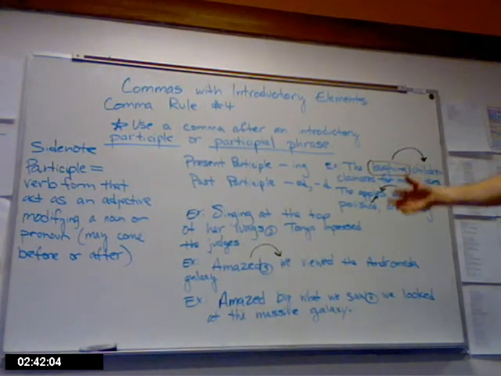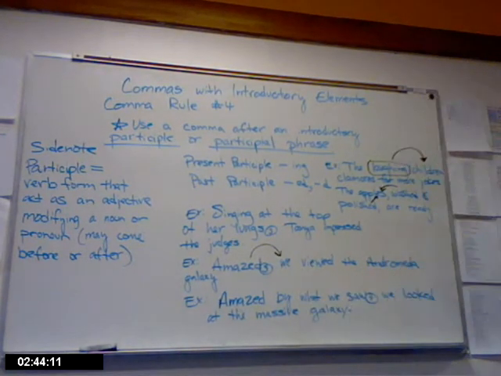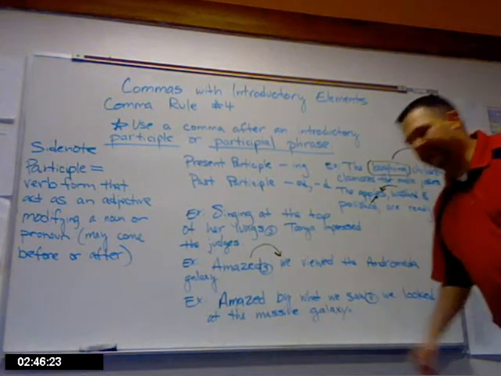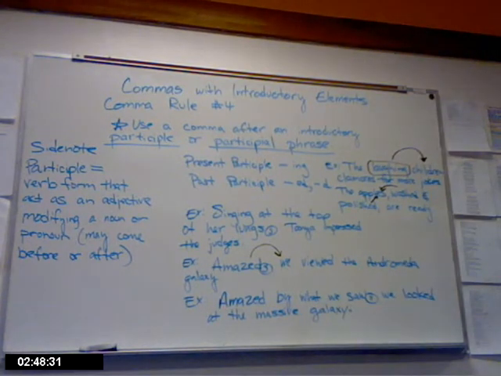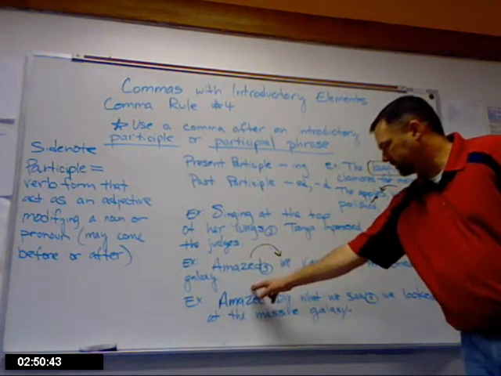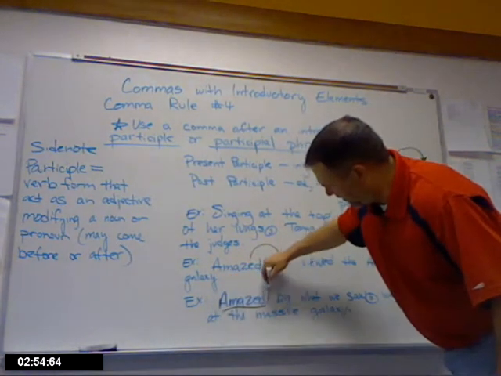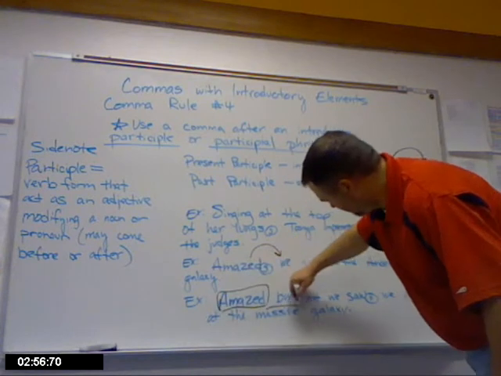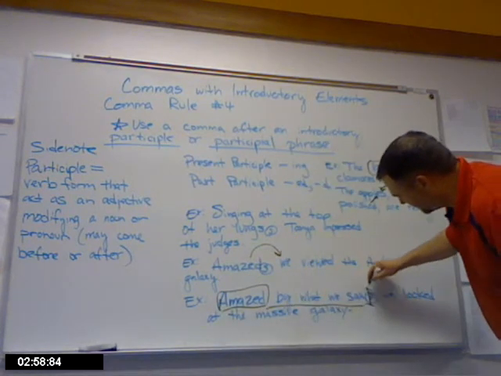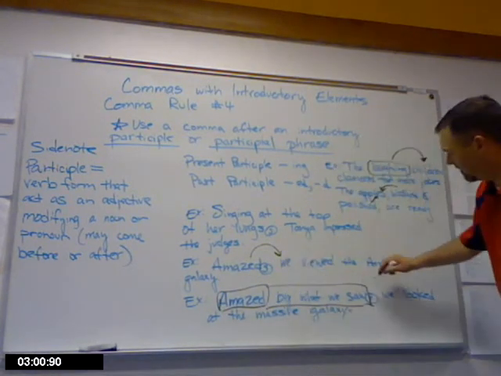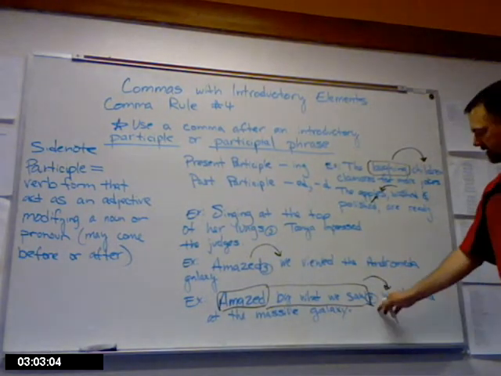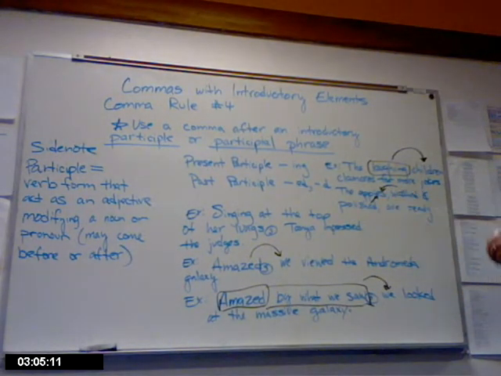And then the last example, building off that: amazed by what we saw, we looked at the massive galaxy. All right, so now here's our participle, here's our participial phrase. So this would be what we would consider our participle. This whole thing is our participial phrase up to the comma, and it modifies we, and that's why we use that comma to set it off.